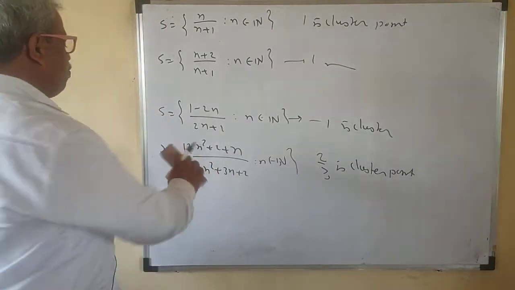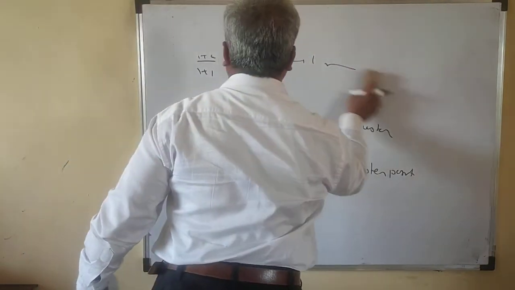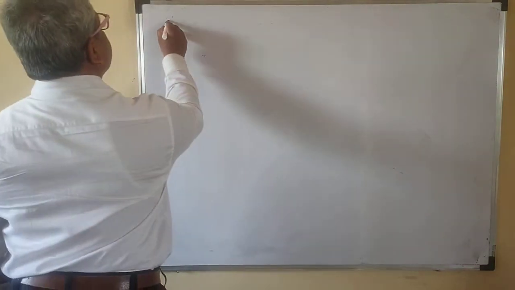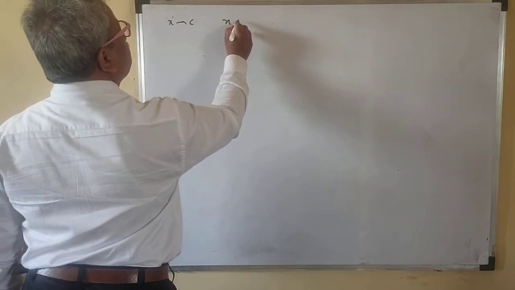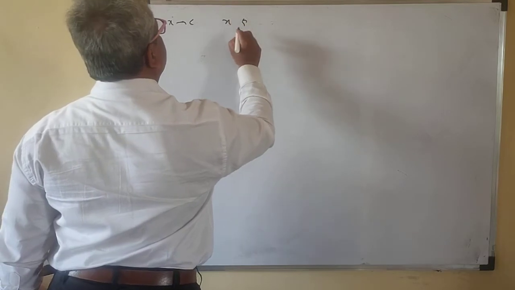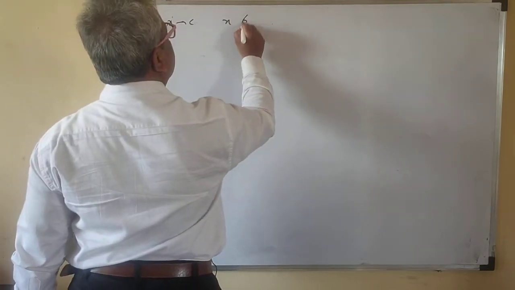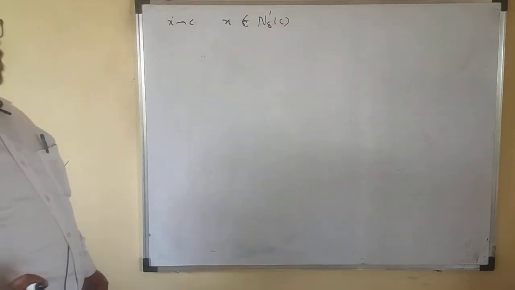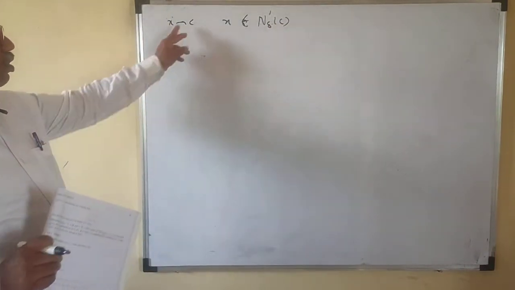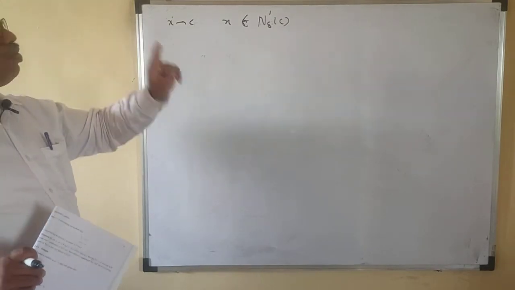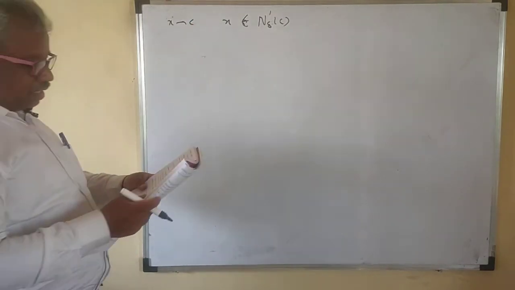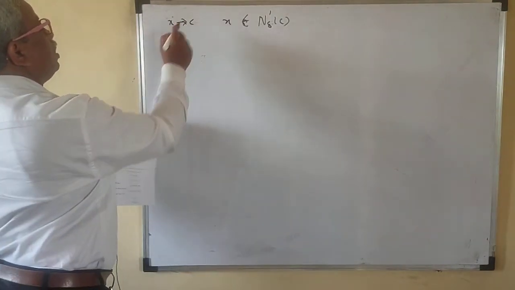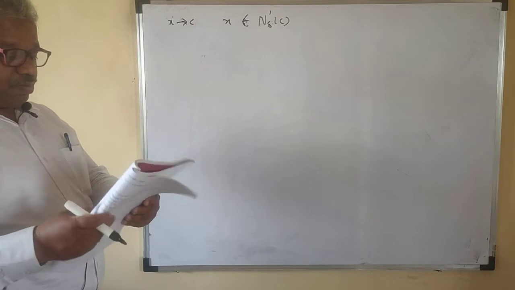Now our main point is the limit of a function. Here, x tends to c means x belongs to the deleted neighborhood N delta of c. That means c is the cluster point of the set, so your x is in the deleted neighborhood of this. That means x is not equal to c. X tends to c means x not equal to c, so you should remember that.